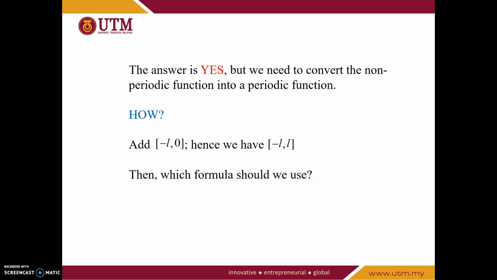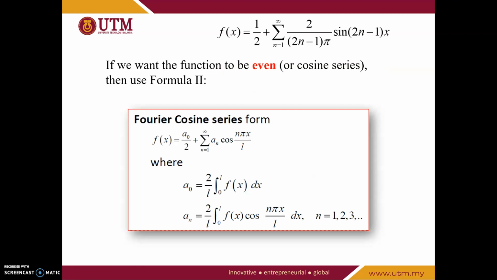After that, you might wonder which formula you should use to get the Fourier series. If you recall, before this you have formula 1, formula 2, formula 3. The first one is for a function which is neither even nor odd. The second formula is used when you have an even function, and the third formula is used when you have an odd function. So when you expand your half-range function, the formula that you need to use depends on what kind of function you want to have.